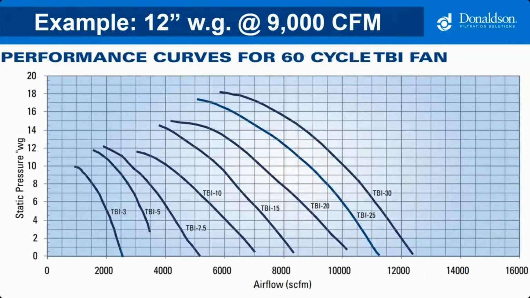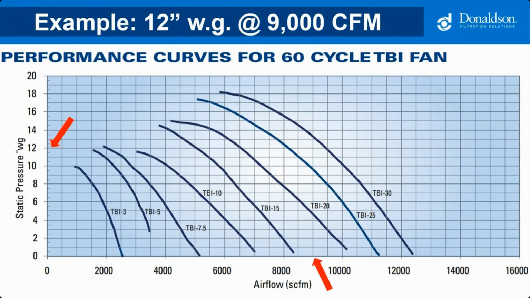Fans are sized based on system total static pressure and required airflow. Let's say that I need to size a fan for the example I gave you, 12 inches of total water column, and at an airflow of 9,000 CFM. We use the system static pressure of 12 inches water gauge and line it up with the airflow of 9,000 CFM.